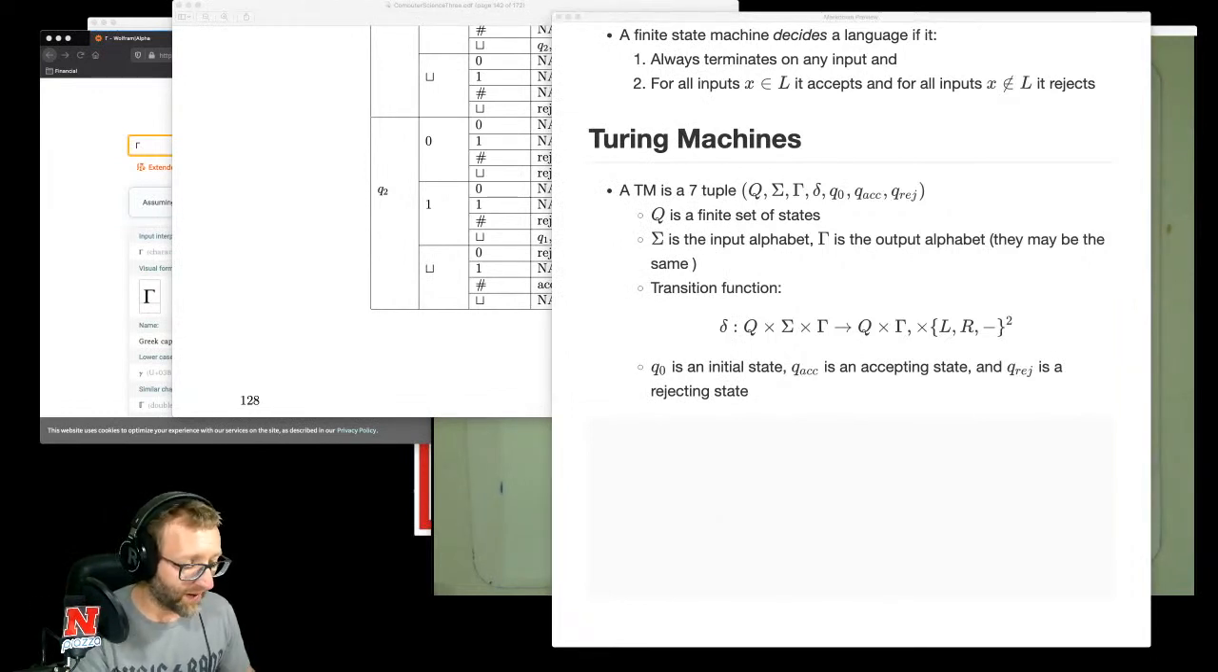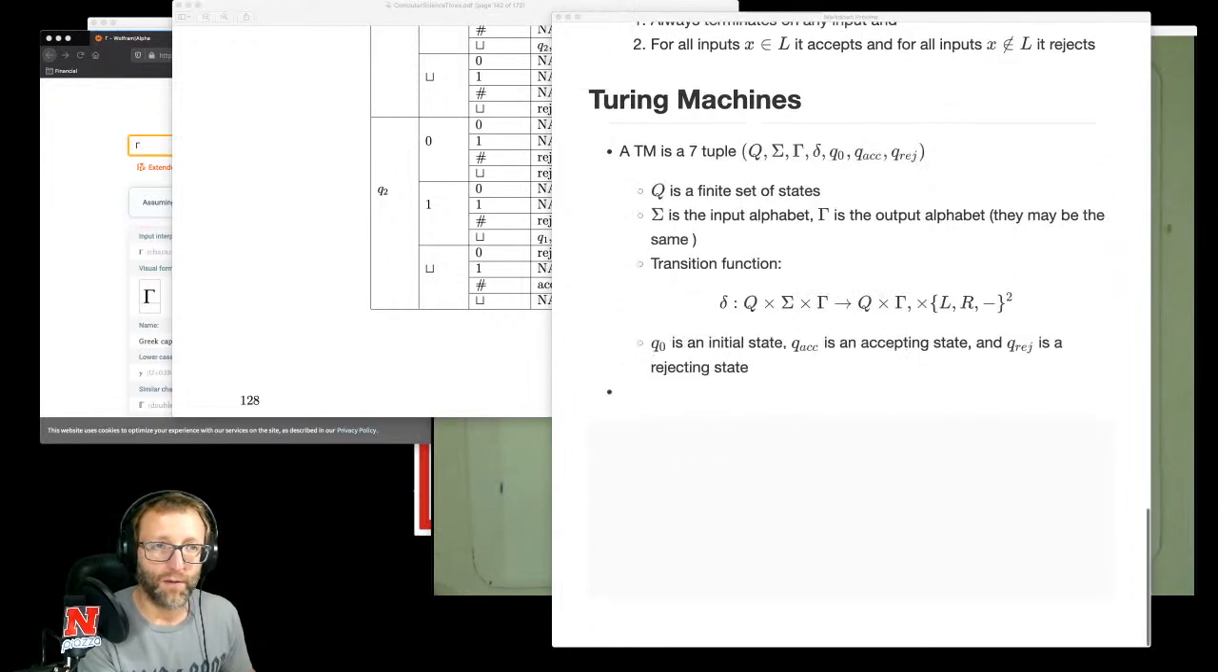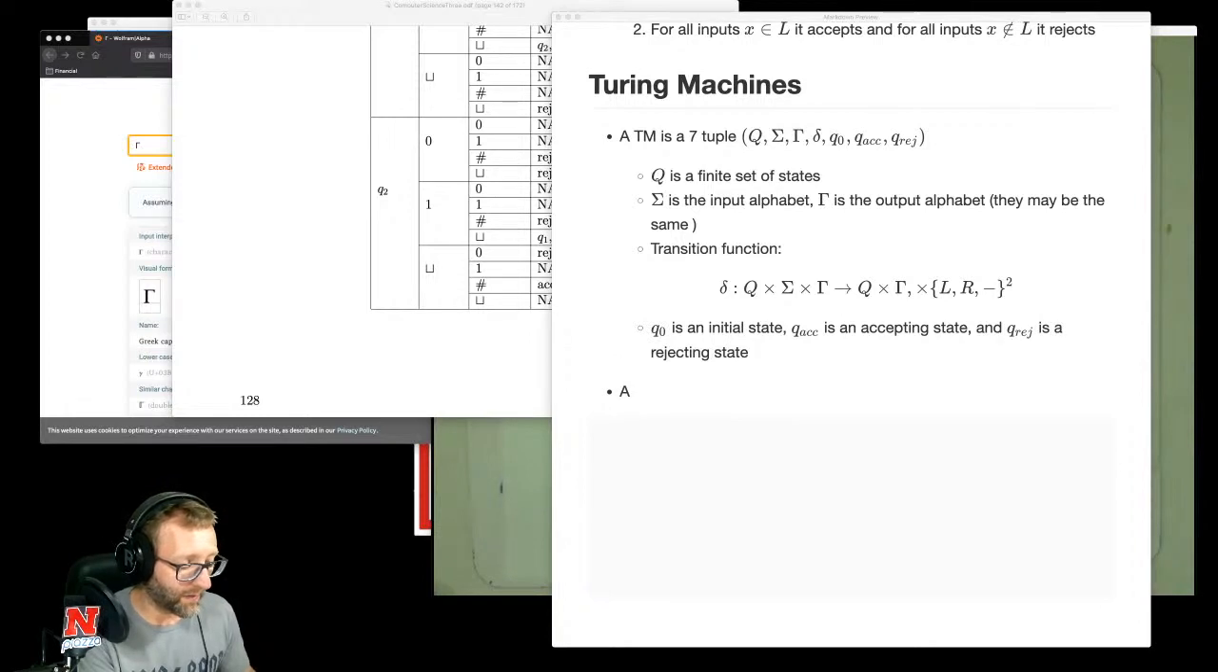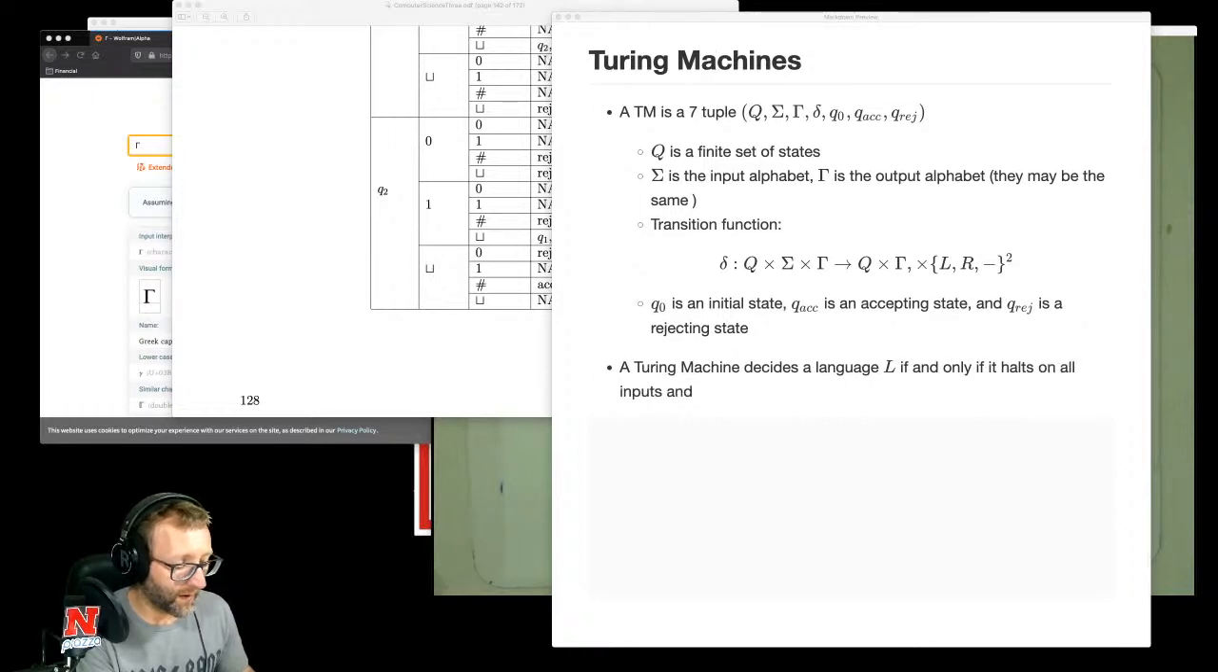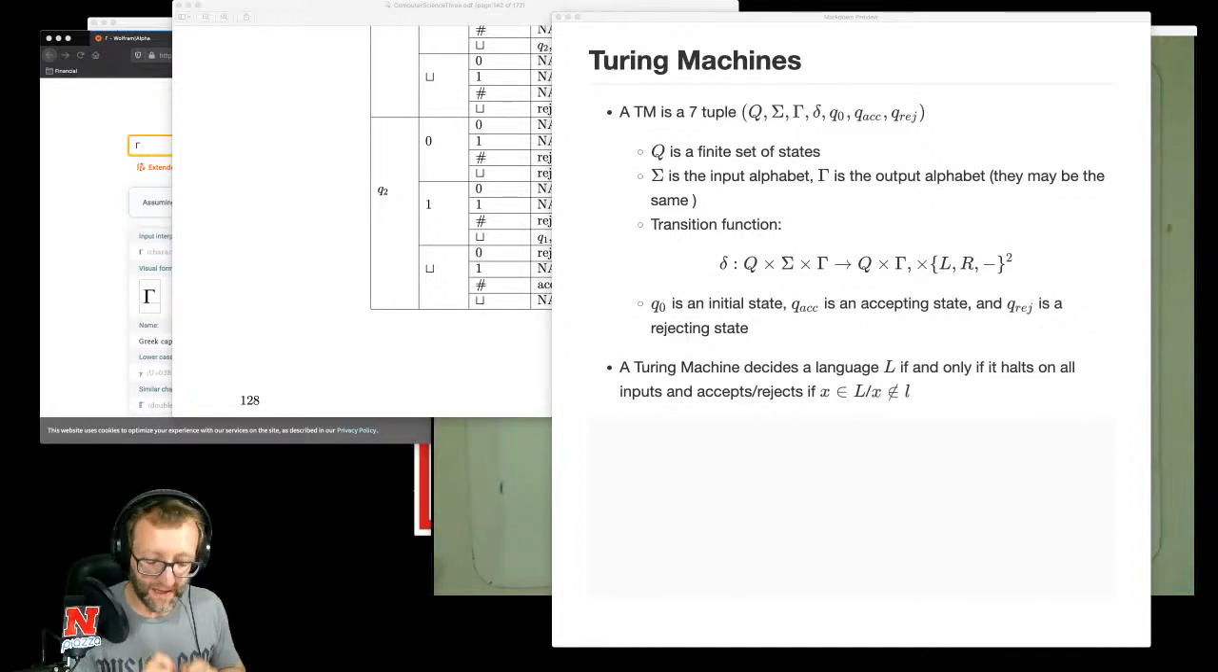But now that gives us an idea of Turing machines accepting a language. So a Turing machine decides a language L if and only if it halts on all inputs and accepts or rejects if X is in L or X is not in L. Same definition as before. The key here is the halting.